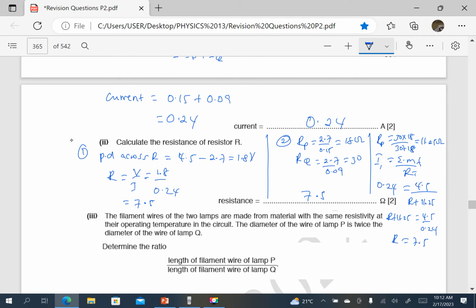So total current is equal to EMF over total resistance. But total resistance will be the sum of the resistance in parallel and the other resistance R.